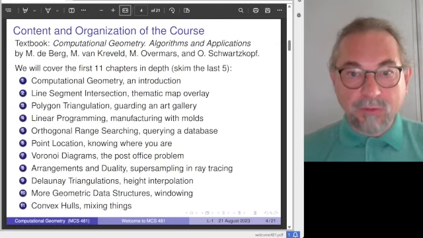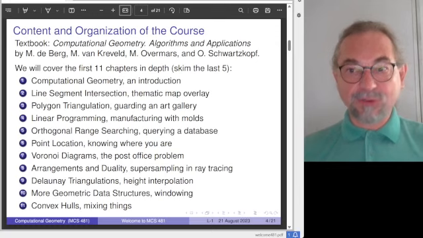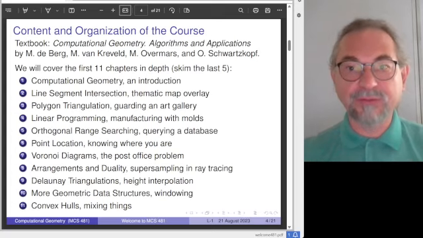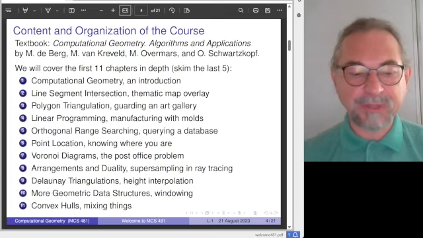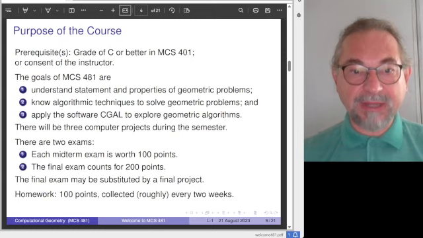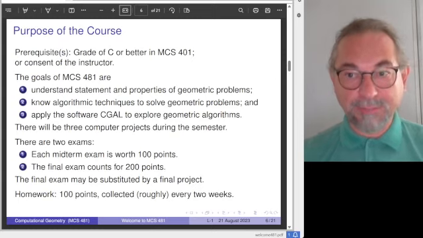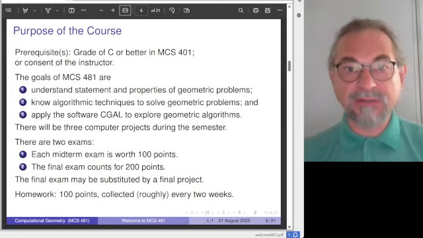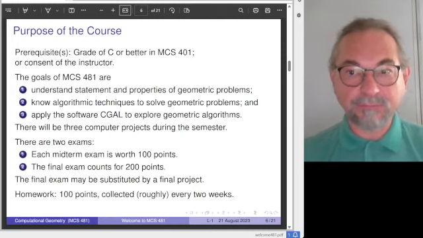So we will go very thoroughly through the first 11 chapters. Computational geometry is very huge, and we will go very briefly through the last chapters. This course can be driven also by projects. If you are taking this as a graduate student, you might be interested in a specific topic.